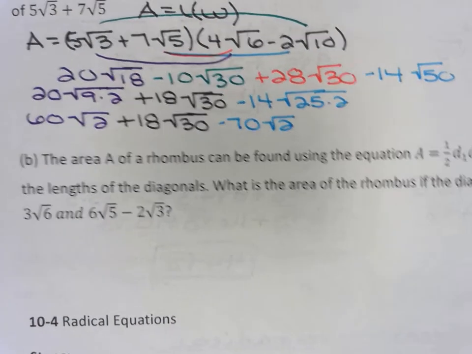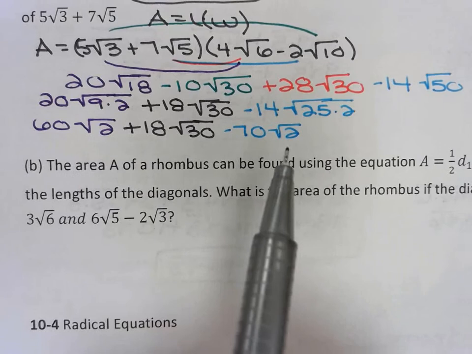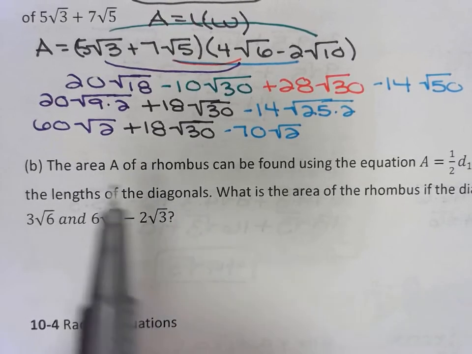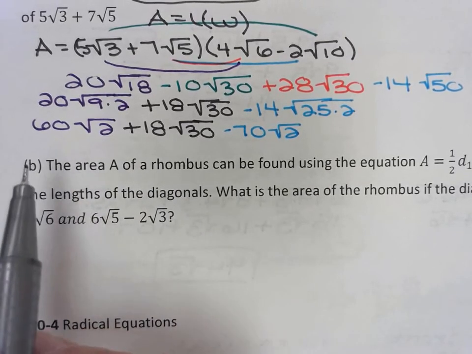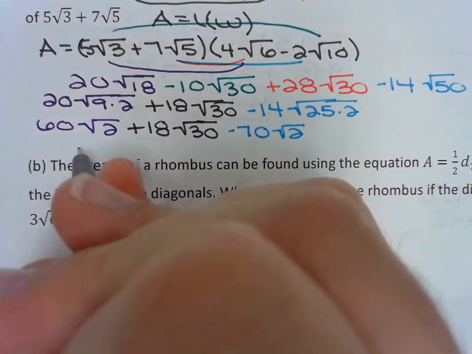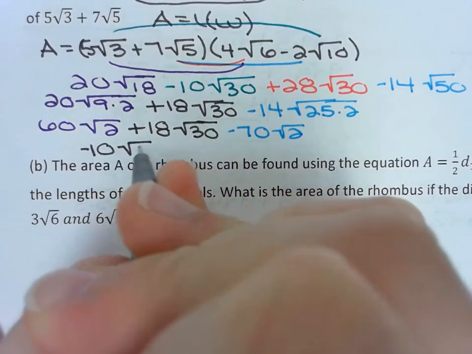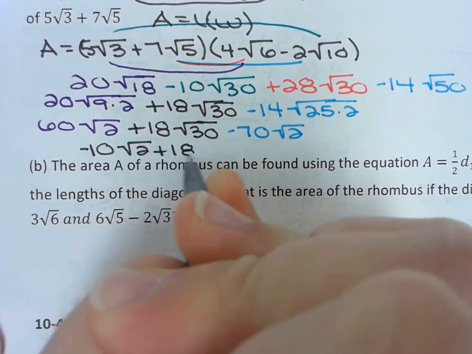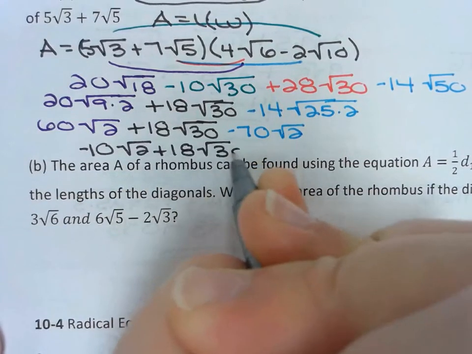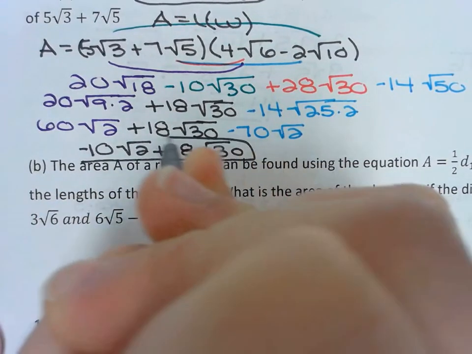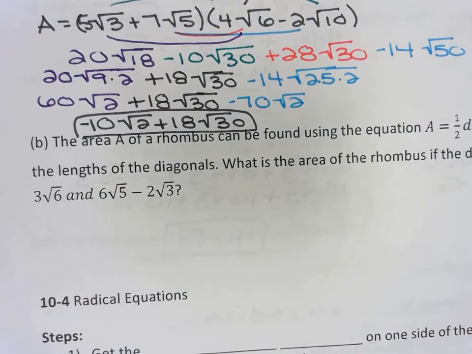And then if I look at ones I can combine, the square roots of 2, they are the same underneath the radical. So I just subtract the numbers out front. 60 minus 70 is negative 10 square root of 2 plus 18 square root of 30. And I cannot combine those because they do not have the same number under the radical. So that is my final answer.